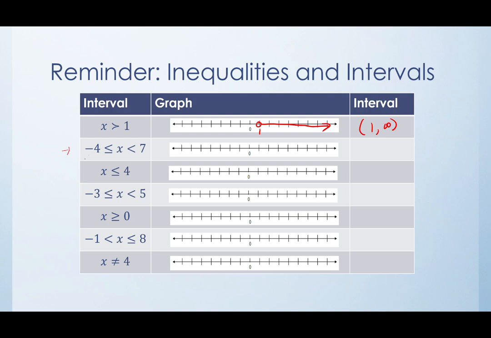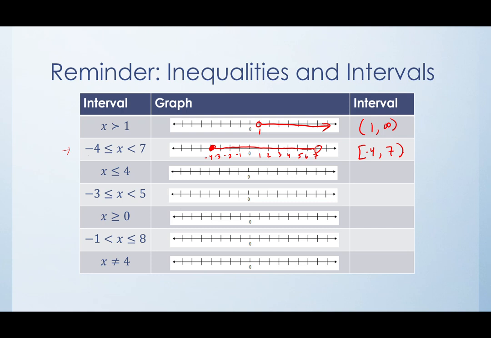So -4 is less than or equal to x is less than 7. So -4 is included. Let's see, 1, 2, 3, 4. There's -4. So we're going to do a closed circle there, and then 7, we're going to find that's over here, and we're going to have all the x values in between. And of course, in interval notation, we're going to have our left endpoint of -4, our right endpoint of 7. The left endpoint gets a bracket because it includes -4. The right endpoint gets a parentheses because it does not include 7.